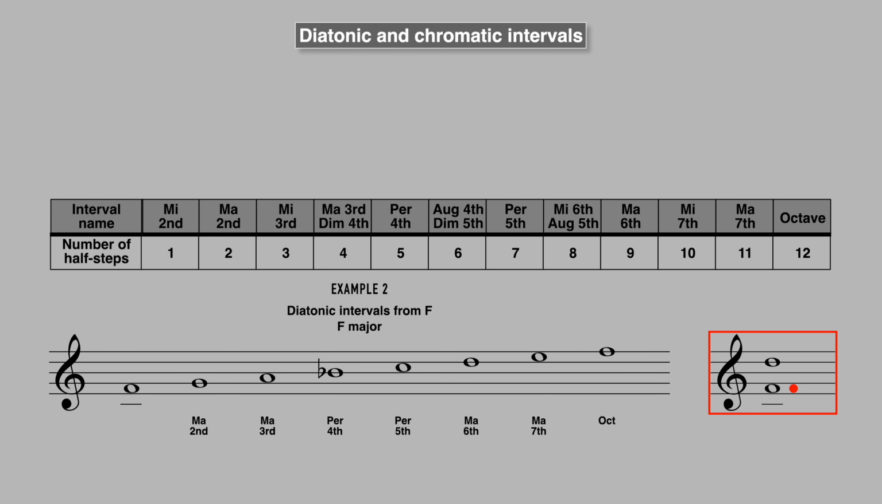Example 2. In the second example, the interval is F up to D. Counting the lines and spaces between the two notes on the staff, we get an interval number of 6. In this example, the upper note is in the scale built from the bottom note. Therefore, this is the diatonic interval of a major sixth. Now you know how to measure intervals. This can be used to derive all the scales and chords you will ever need, because all scales and chords can always be defined by their internal intervals.